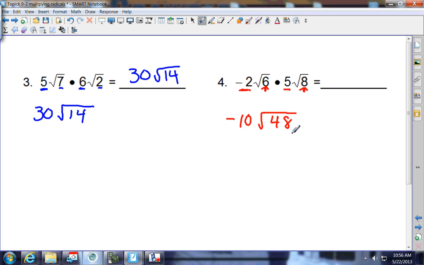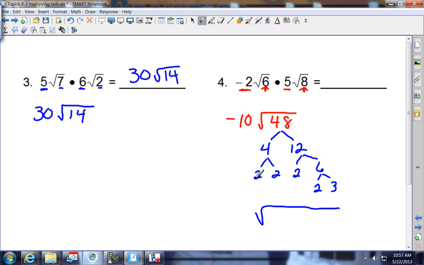Now we need to simplify this. So let's break it down into all the prime numbers. 48, I know, one of them is 4 times 12. 4 breaks up into 2 and 2. Those are prime. I'm done with that one. 12 is 2 and 6. 6 breaks up into 2 and 3. Okay, so now underneath the square root sign, I've got 2 of these 2's. I've got 2 more.